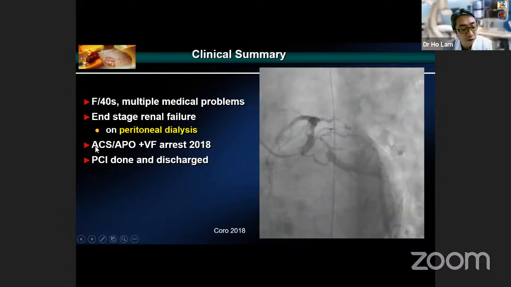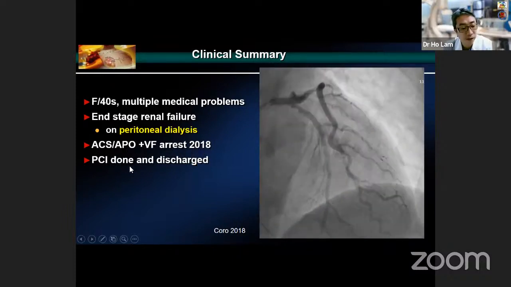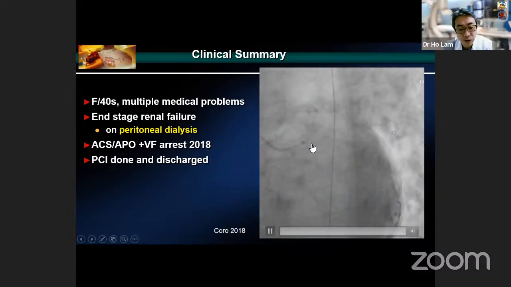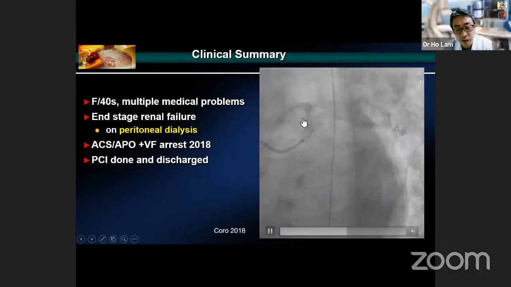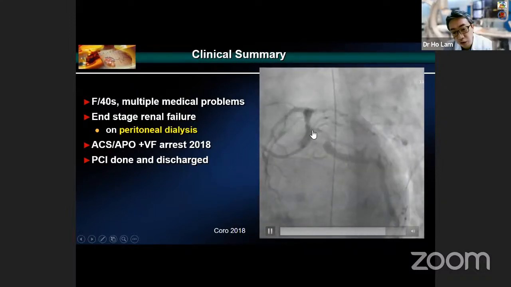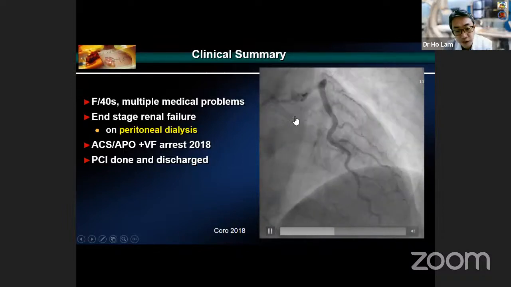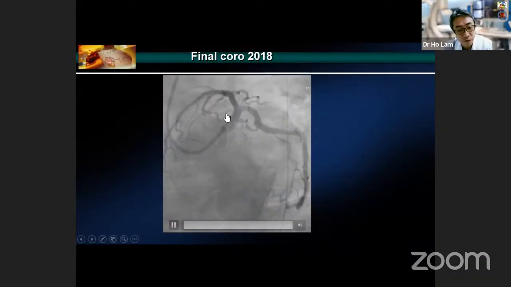She was admitted for ACS with APO and VF arrest in 2018, and we did PCI and the patient was discharged well. This was the angiogram of the patient in 2018 when she was admitted. You see there are vital facts, a critical lesion, and some calcification. We did the PCI and the patient was well and was discharged.